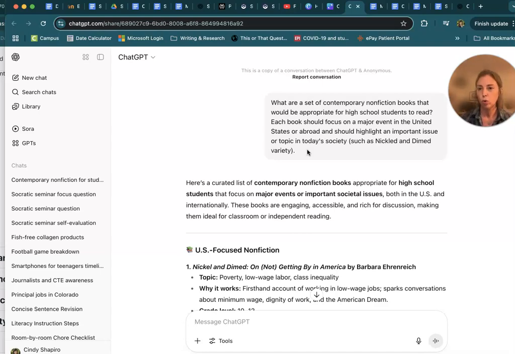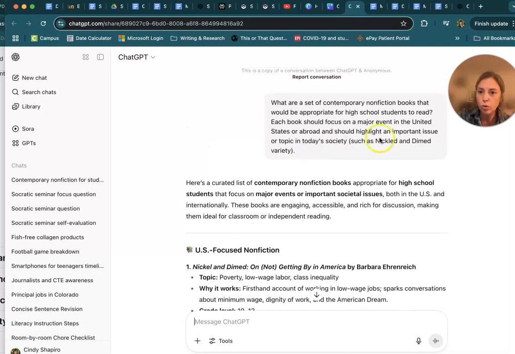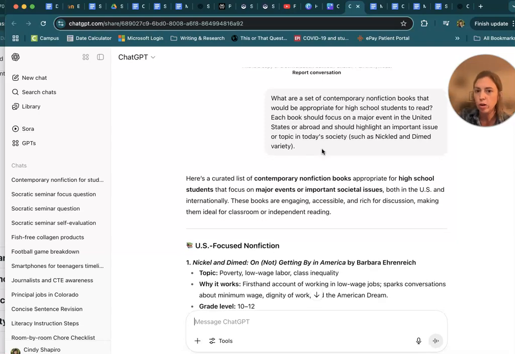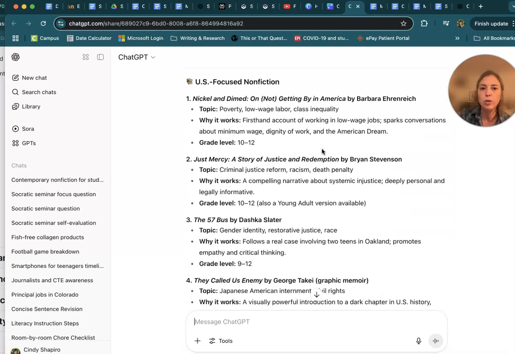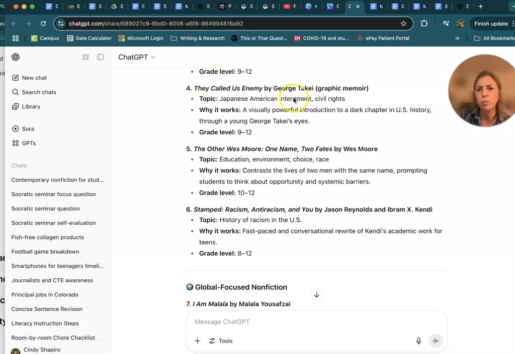We also had one larger one as a whole class to talk about social issues at large. So it gave me my list. And so I asked for important issues, maybe in the United States, but not necessarily only, and so it spit out some for me. This one, Nickel and Dimed, was actually one of the book choices.